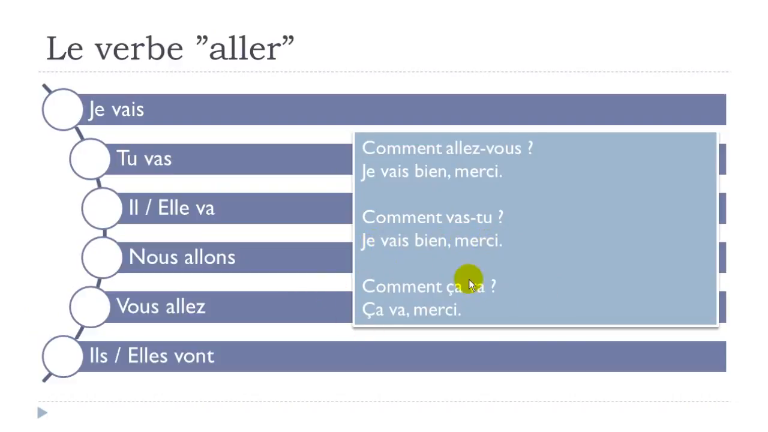Okay, and the other one, comment ça va? Okay, it would be like an impersonal form. Okay, so you're not really addressing directly the person. How is it going? It could be translated like that in English. Okay, comment ça va? Okay, you raise a little bit at the end. Comment ça va? And then same thing. You can answer with ça va, merci.